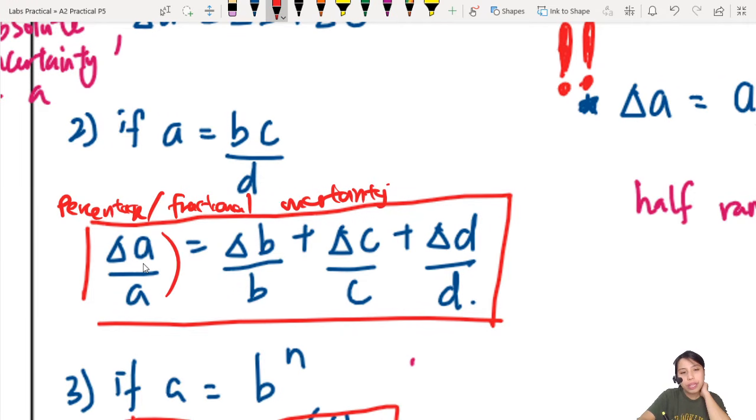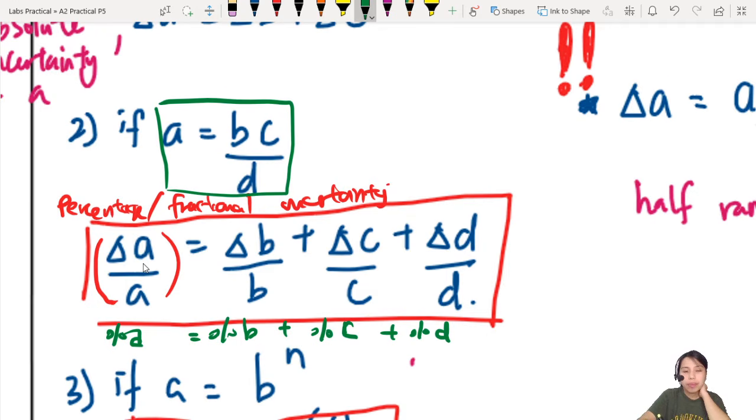So this whole thing is a percentage uncertainty, or you can change it to this fraction. If you want percentage, you just do it like that, delta. Percentage uncertainty of A is percentage uncertainty of B plus percentage uncertainty of C. No matter whether it's divide or multiply, you just add their percentage or fraction, because each of B, C, D contributes uncertainty.